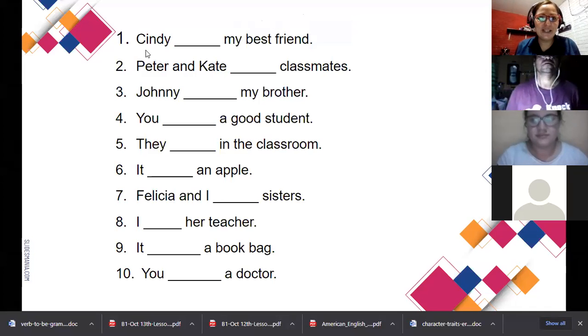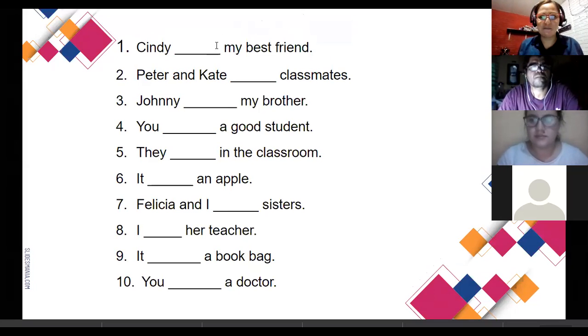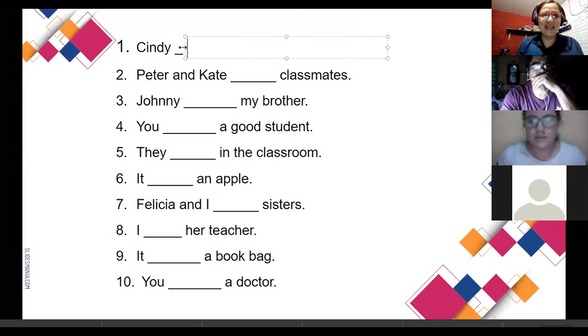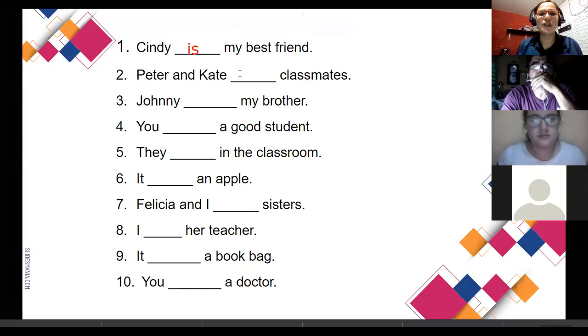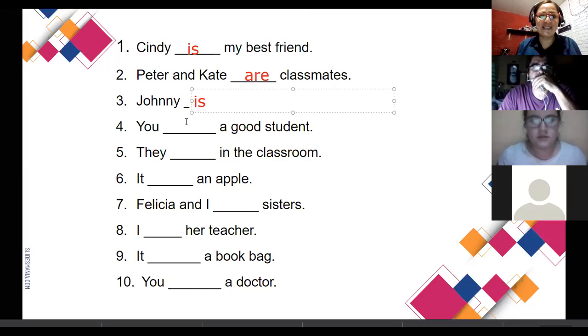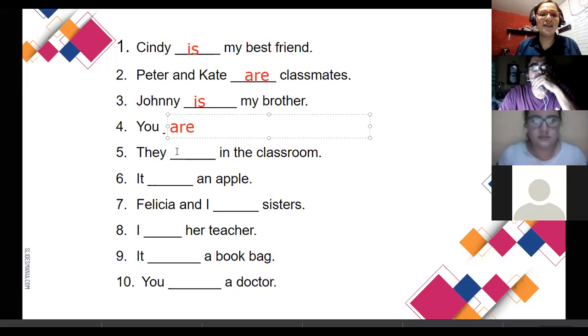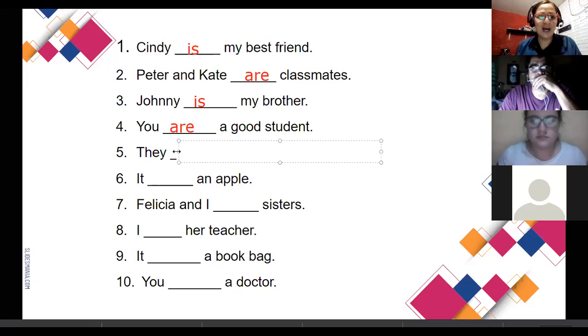Now, just before we go, in this last minutes, we have these sentences. Okay, and please very quickly, ayúdenme a completarlas, porque ustedes ya saben cuál forma del verbo to be va en cada una. For example, Cindy, ¿qué va acá? Is. Peter and Kate? Are. Porque es they, right? Johnny? Is. You? Are. They? They are. Very good.